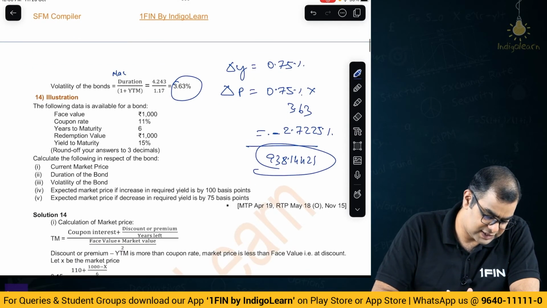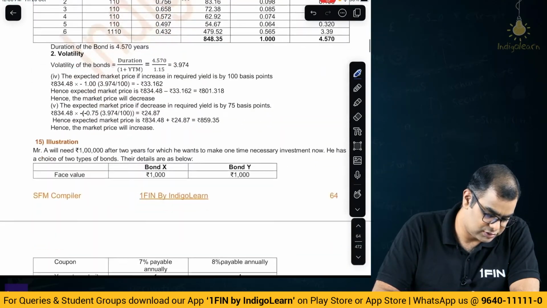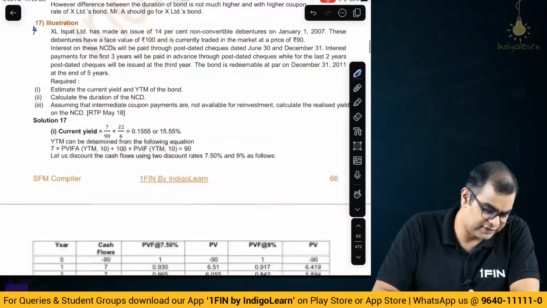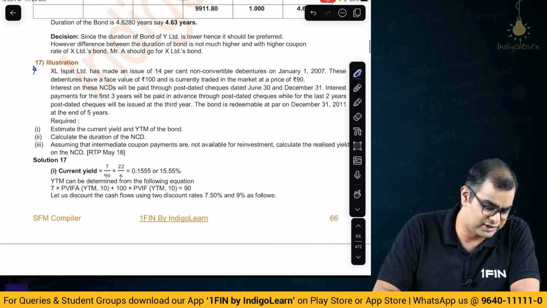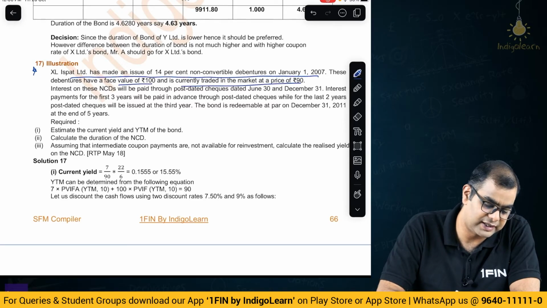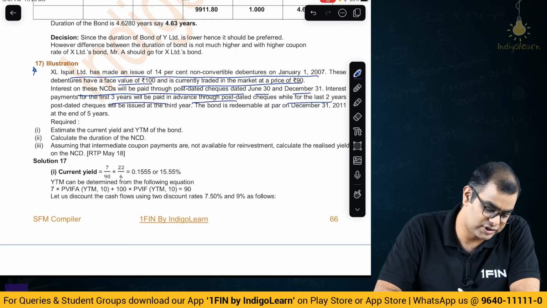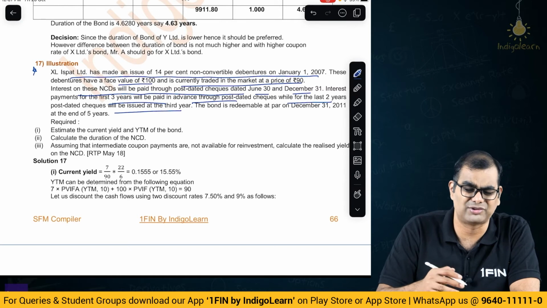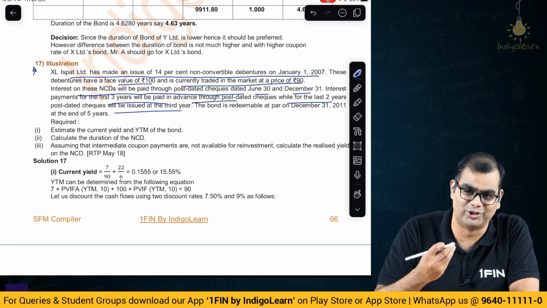Okay, coming next, let us move to the next question. Next question that I have highlighted. I have pre-highlighted all these questions so that we need not waste time. Excel Ispat Limited has made an issue of 14% NCD on Jan 1st, 2007. These debentures have a face value of 100 and are currently traded in the market at a price of 90. Interest on these NCDs will be paid through post-dated checks dated June 30th and December 31st. Interest payments for the first 3 years will be paid in advance through post-dated checks, while for the last 2 years, post-dated checks will be issued in the third year. So, basically, it doesn't matter when the checks are issued, you are paying.